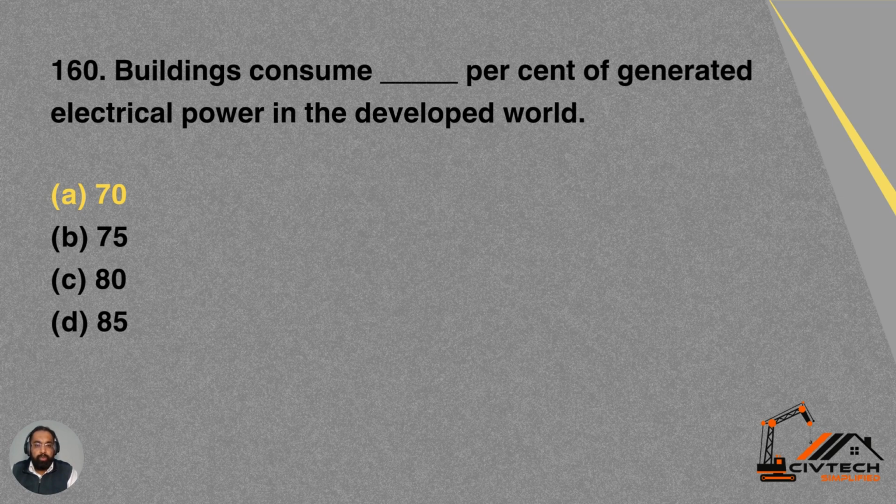160. Buildings consume dash percent of generated electrical power in the developed world. In the developed world, buildings consume how much percent of generated electrical power? Option A 70%, option B 75%, option C 80%, option D 85%. So buildings consume 75% of the generated electricity or the power in the developed areas and countries.